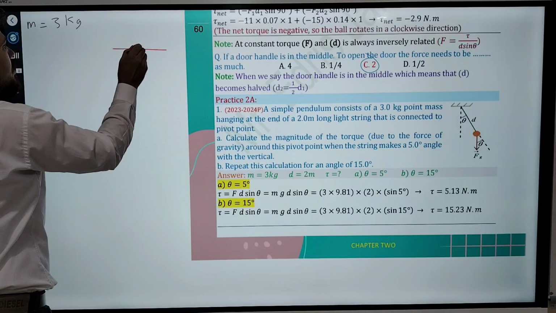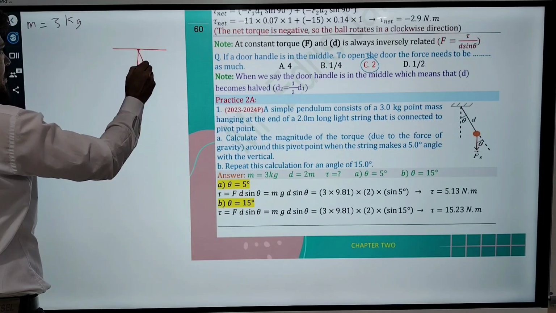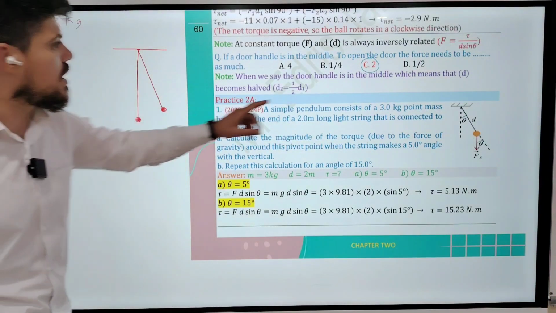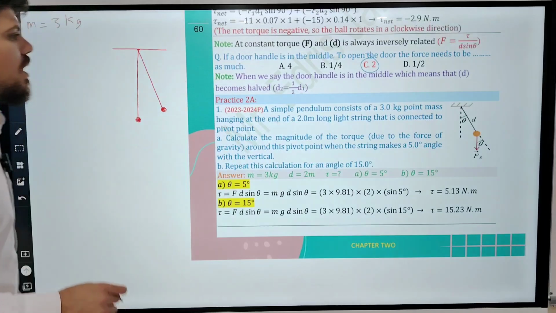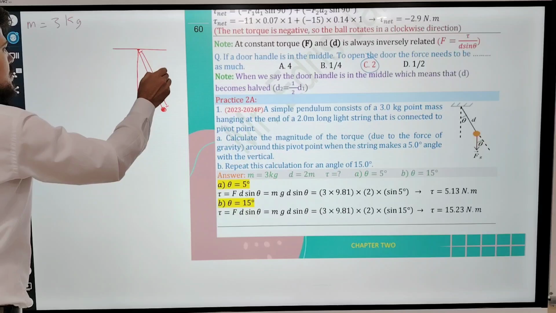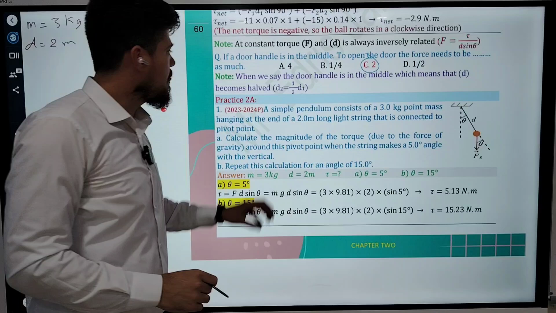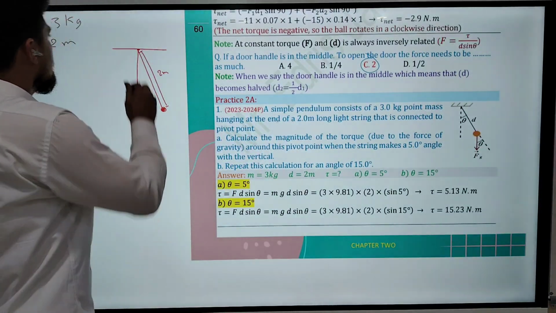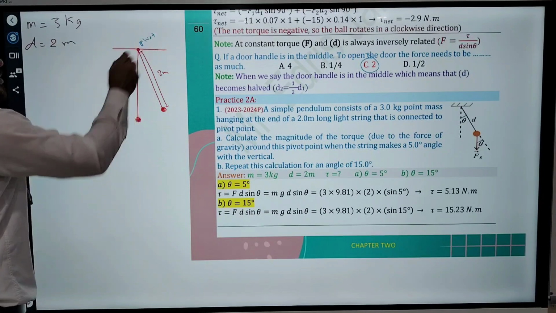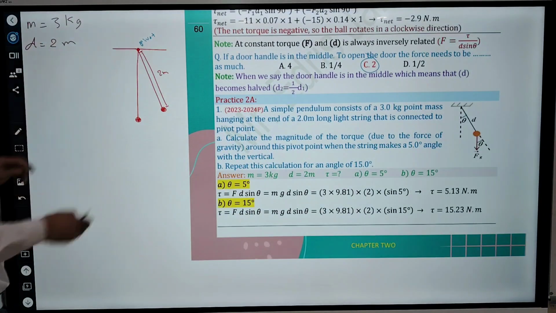Okay, let's draw the pendulum. This is the pendulum. The mass of this bulb is 3 kilogram, at the end of a 2 meter long string. The length of the string is 2 meter. This distance is what? 2 meter. D is given, which is equal to 2 meter, okay? That's connected to the pivot. What is this? This is the pivot, which is the axis of rotation. So the bulb is rotating around this point.